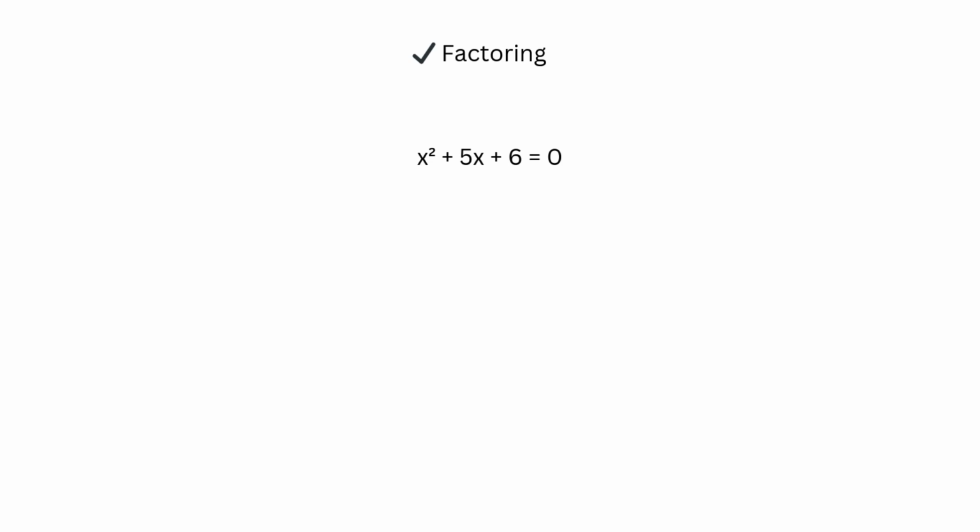So, we can rewrite the equation as (x plus 2)(x plus 3) equals 0. Now, we set each factor equal to 0. x plus 2 equals 0, and x plus 3 equals 0, solving for x equals negative 2 or x equals negative 3.